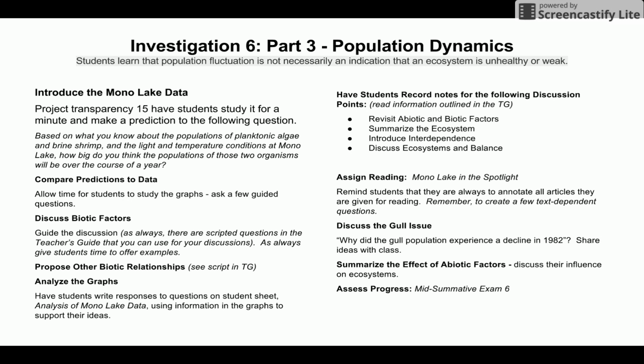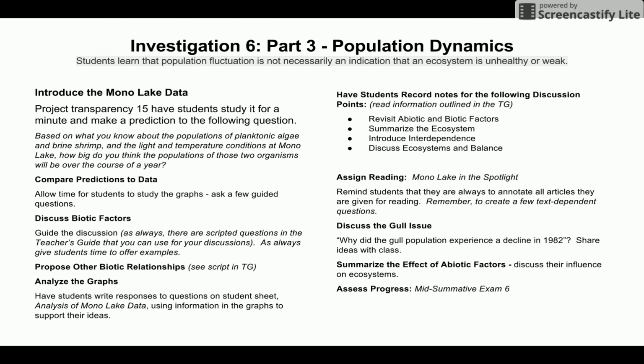Have students record notes for the following discussion points. From this point on throughout the book, it is mostly teacher lecture. Have students record notes as you review information. Revisit abiotic and biotic factors. Summarize the ecosystem. Introduce interdependence.